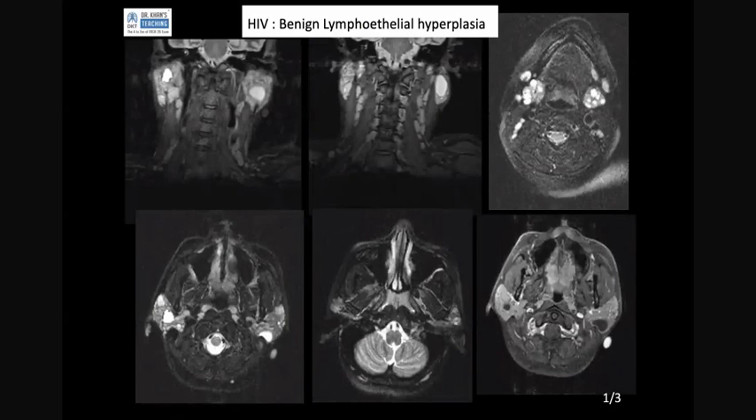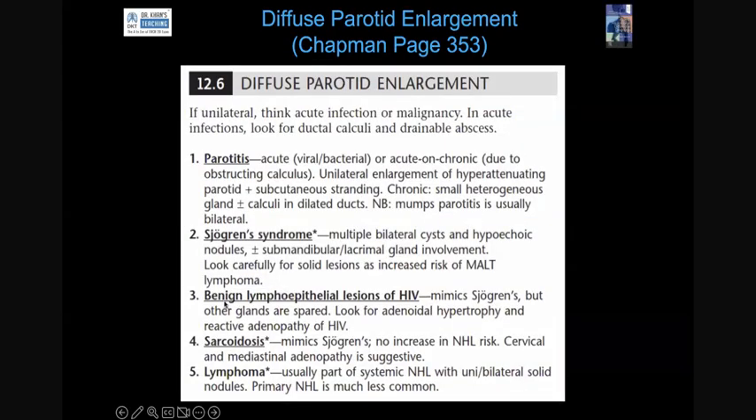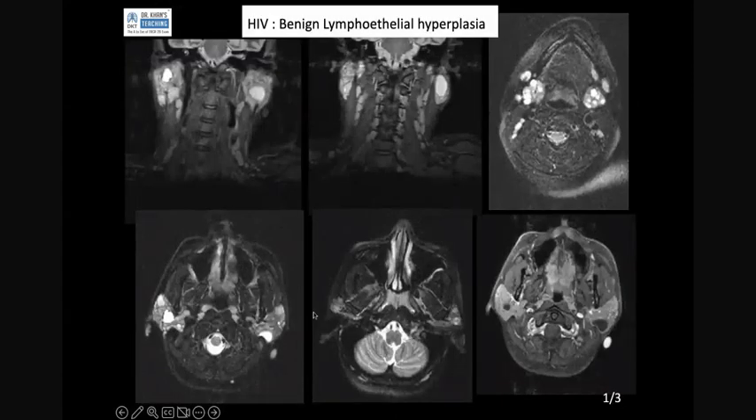You have to differentiate it with benign lymphoepithelial hyperplasia of HIV. And this is also here in your book, Chapman. Benign lymphoepithelial lesions of HIV mimic Sjogren, but other glands are spared. Look for adenoidal hypertrophy and reactive adenopathy of HIV. Please remember, this is a benign condition in which there are multiple cysts in the parotid gland. There can be cysts in the submandibular glands also.